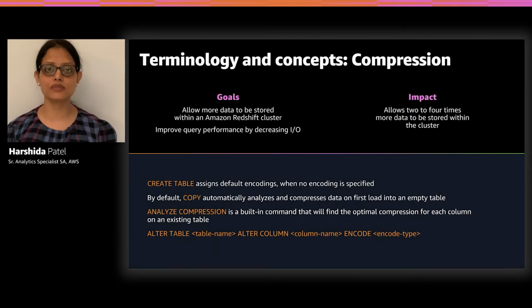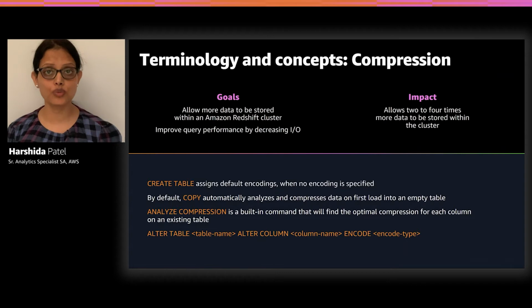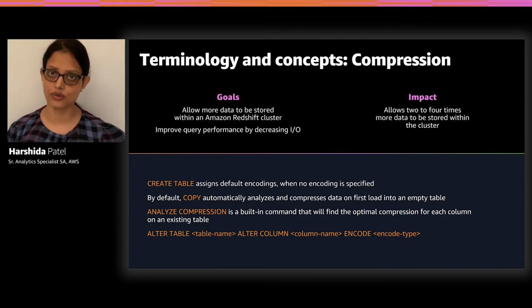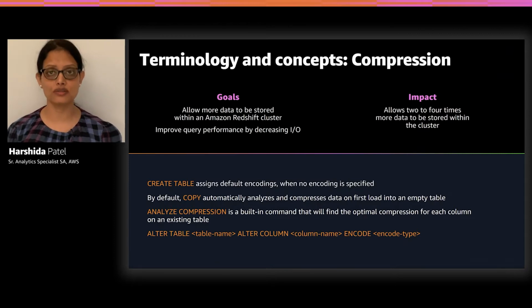So the first concept is compression. When you ingest the data from raw into Redshift, it provides you 3x to 4x compression. It serves 2 purposes. One is cost savings because now you have a reduced storage footprint. And secondly, query performance because it reduces the I/O. Redshift automatically provides compression when you're creating a new table or when you run a copy command for the first time onto an empty table.